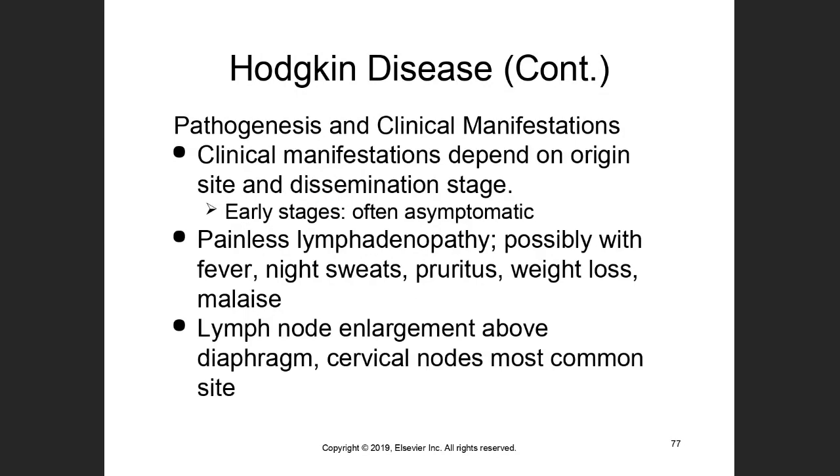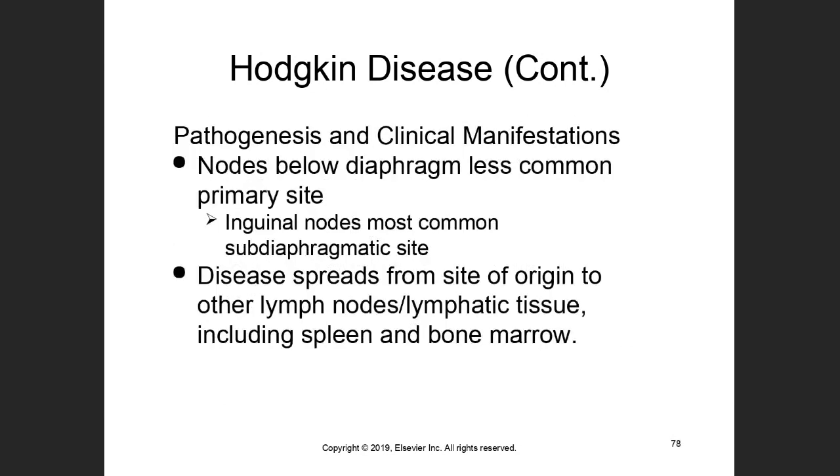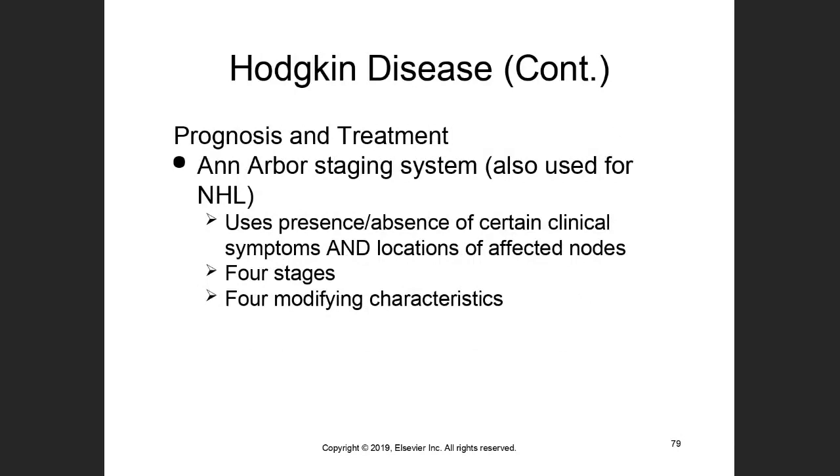Prognosis and clinical manifestation. Early stage is often asymptomatic. Painless lymphadenopathy, that's the main characteristic. Possible with fever, night sweats, little weight loss, that's the B symptoms. Lymph node enlargement above the diaphragm, cervical node, is the most common site. Node below the diaphragm is less common. Primary site: more common is over the diaphragm, especially in the neck.